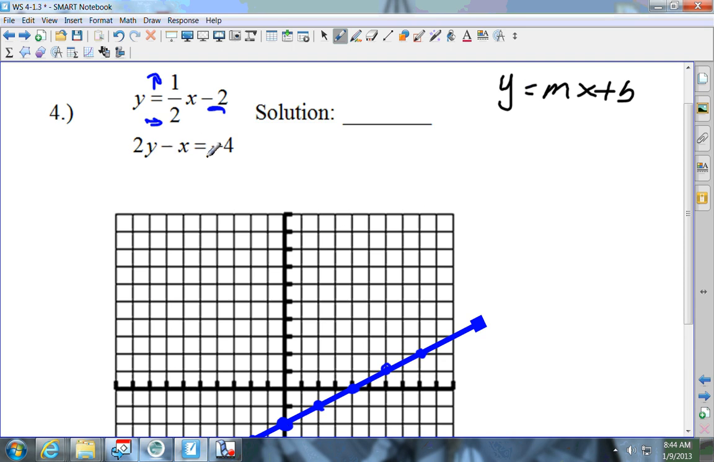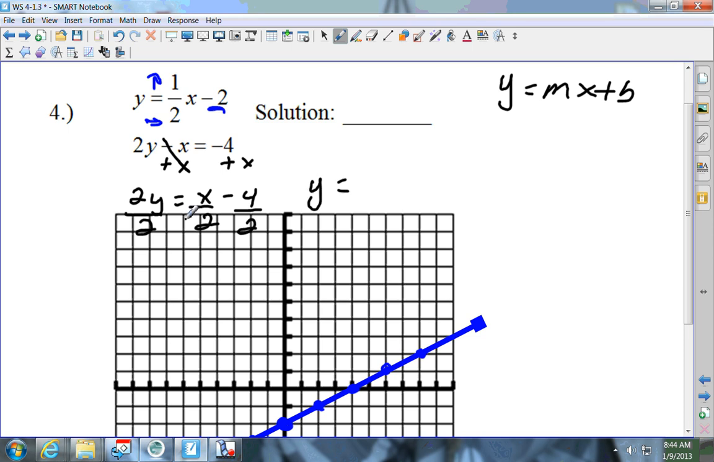This is not. I need to get y by itself, so I need to first add x to each side. I get 2y equals, remember the x's cancel out, x minus 4. I'm going to divide by 2.